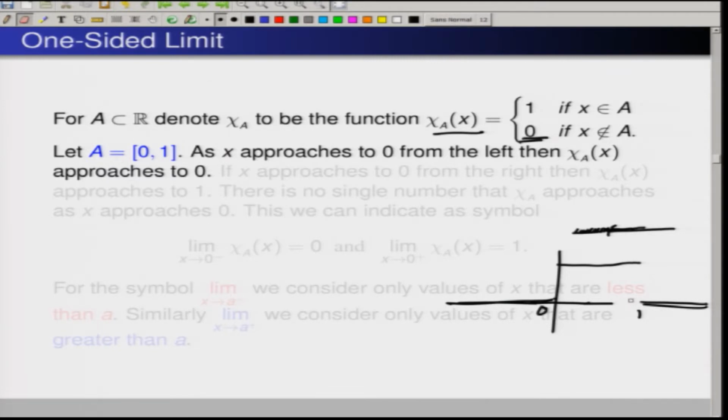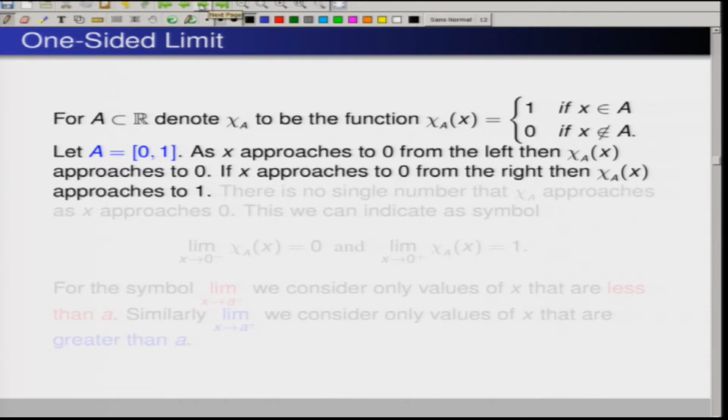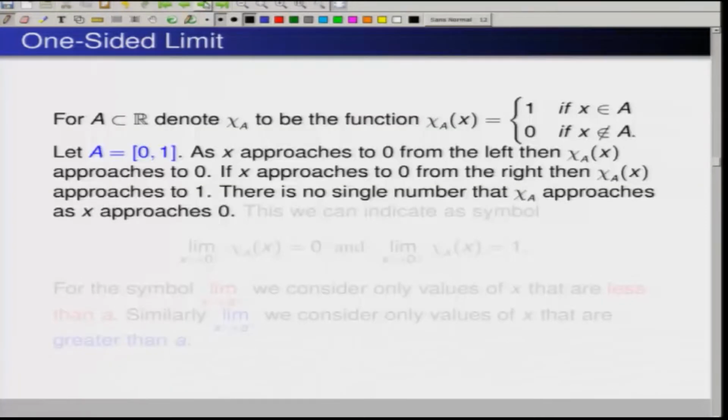If you approach 0 from the right, then the limit is 1. So, there is no single number for which chi of A approaches that number when x approaches 0, because from the left you get 0 and from the right you get 1. And we have already seen that if the limit exists, it has to be a unique number. So, there is no single number that we can call the limit.